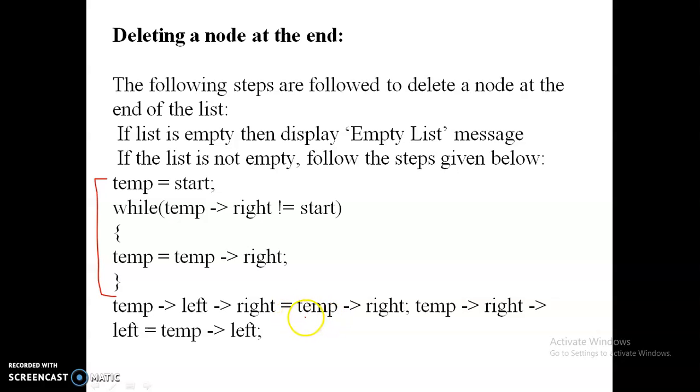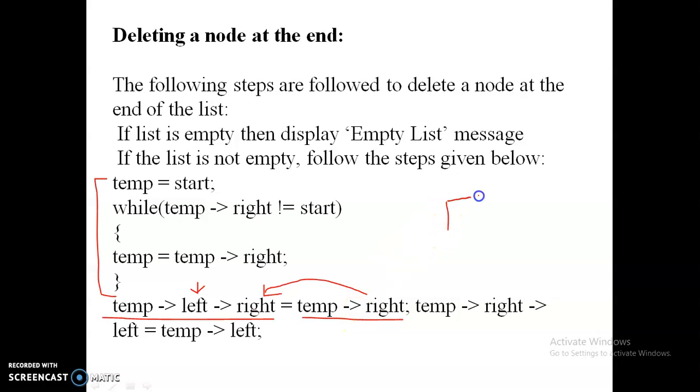First we are assigning temp of right as the address for temp of left of right. Temp is our current last node. Its right is whatever node it is pointing to as the next node. That address is assigned to temp of left of right. Temp of left is its previous node, so the previous node's right becomes temp of right.